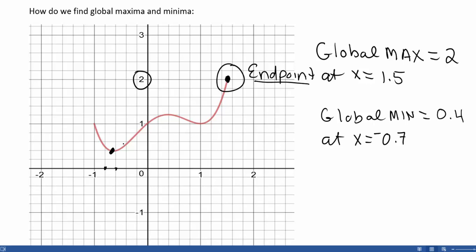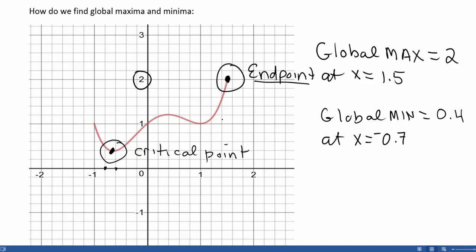However, if I look at the global minimum, that's not an endpoint. However, it is a critical point. And it's not a coincidence that this has happened. Global maximums and minimums are always going to happen at critical points or endpoints. Now, there are two cases we have to consider here: the case where our function has some sort of endpoints and the case where it doesn't have any endpoints.